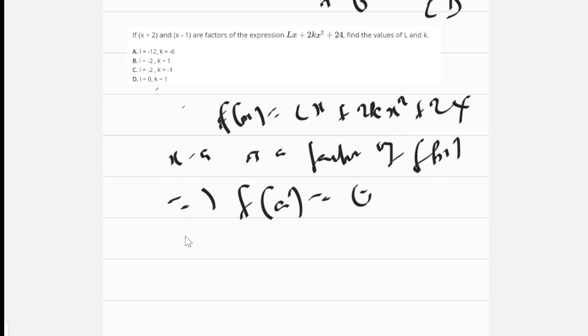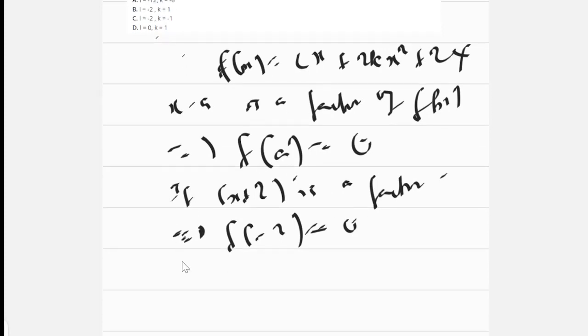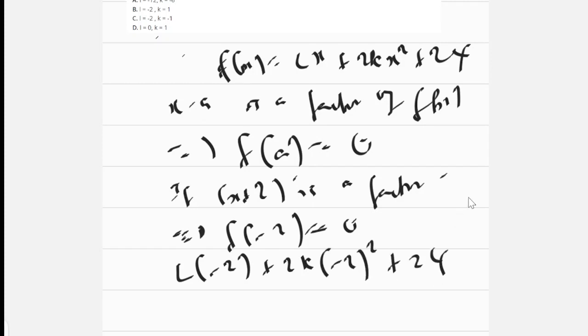So if s plus 2 is a factor, then it implies that f of minus 2 is going to give me 0. Okay, that is f of minus 2. Whenever I see s here, I substitute the value of minus 2. That's going to be L into minus 2 plus 2k into minus 2 squared plus 24, right? Equals 0.